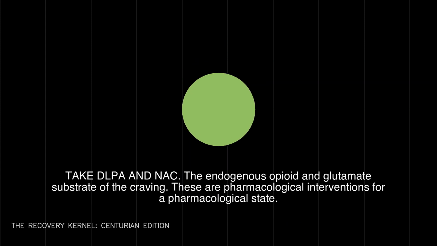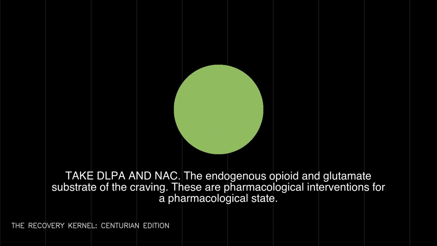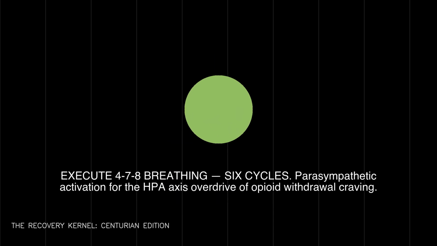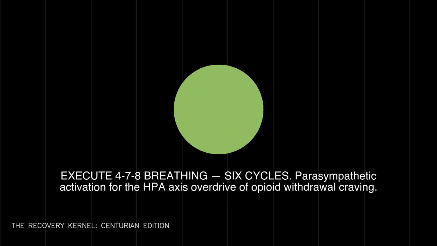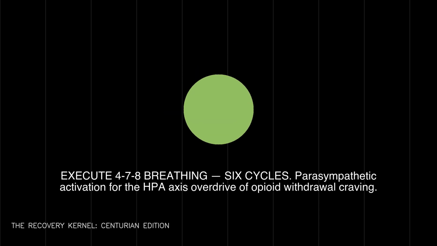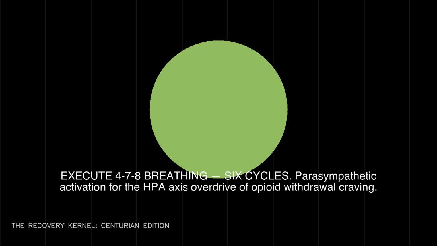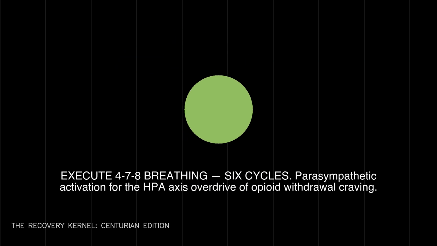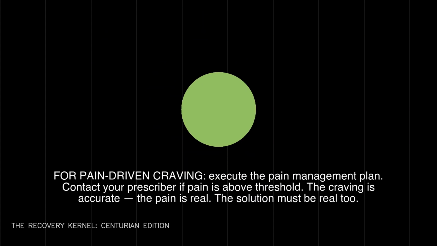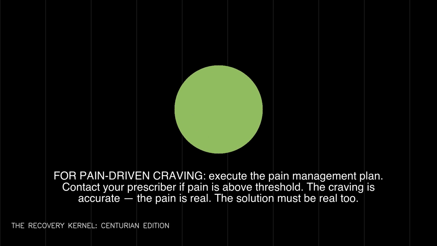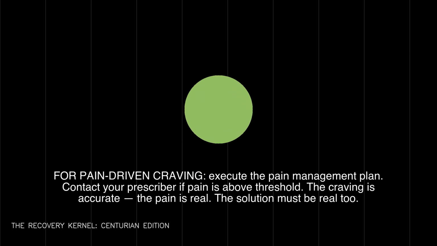Identify the craving type. Is this opioid profile, pain, withdrawal, warmth-seeking, or stimulant profile, energy, focus, productivity-seeking? The specific underlying state determines the specific additional response. Take DLPA and NAC, the endogenous opioid and glutamate substrate of the craving. These are pharmacological interventions for a pharmacological state.